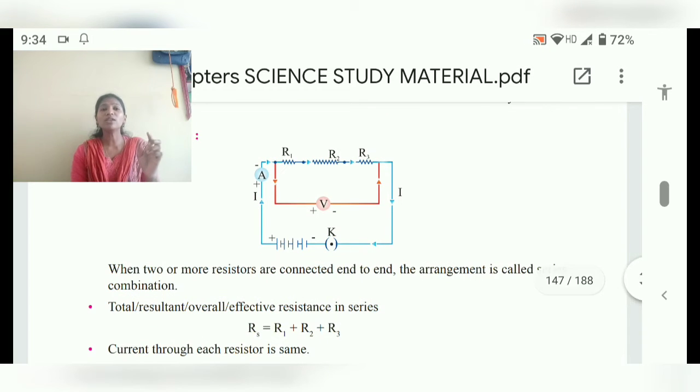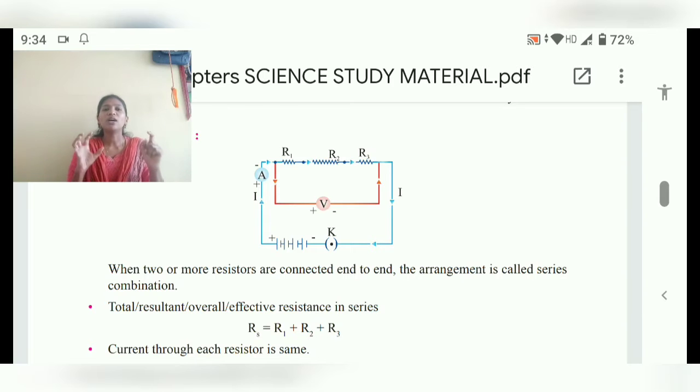When two or more resistors are connected end to end, the arrangement is called a series connection. You can see this picture. Please draw the circuit diagrams in your notebook. See in the diagram what is marked: battery, plug key, ammeter, and voltmeter are marked. You can also see the direction of the current. It moves from the positive terminal to the negative terminal.